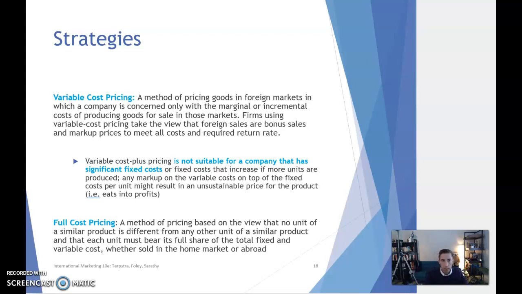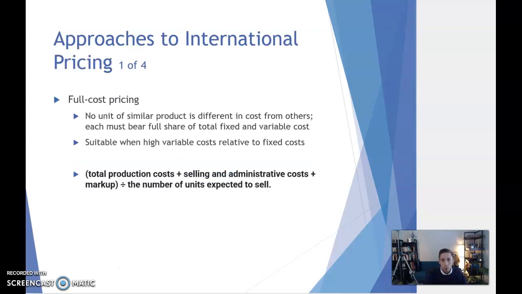So how do we look at that? When I look at full cost pricing, I'm looking at the total production costs, say it costs $1 million to produce, plus all the selling and administrative costs and transportation, plus the markups from the middle people or our own from the industry standard, divided by the number of units expected to sell. So you have your total amount of units, but not the total amount of units you expect to sell. You have to focus on the latter.